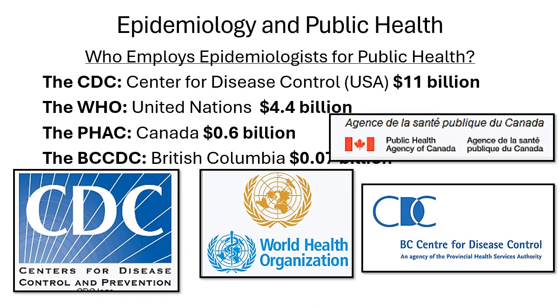All right, so these are the various logos for these organizations. And you can also see the various budgets. Sorry, the BC CDC is kind of obscured, but the budgets for these organizations are: the Center for Disease Control in the United States has a budget of $11 billion, which is very large. The World Health Organization has a budget of 4.4 billion, which is a lot smaller. And the Public Health Agency of Canada has a budget of 600 million dollars, 0.6 billion. And the British Columbia Centre for Disease Control has a budget of $70 million, which is quite small relative to the others.